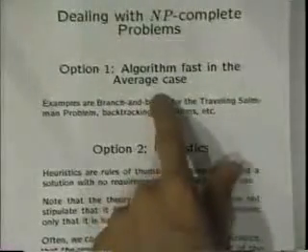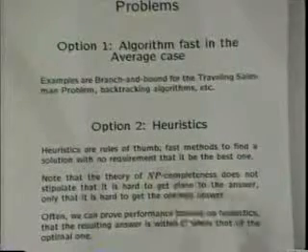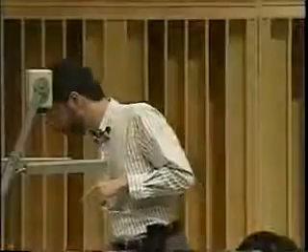Any questions about what these two options are? The first option is to hope for an algorithm that's usually fast but always correct. The second option, the heuristic option, was to try to find an algorithm that's always fast and usually close to correct. And in practice, this is usually the better one. Any questions? So let's look at an example.